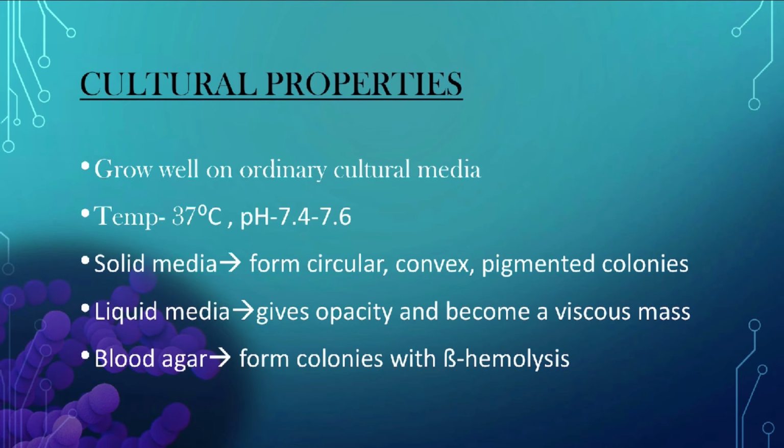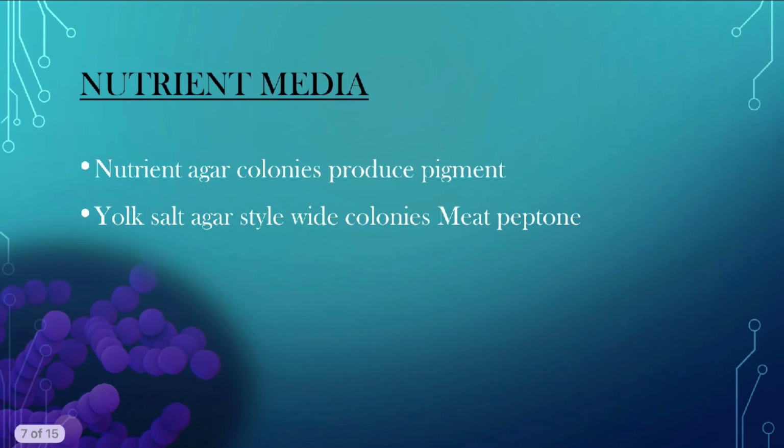Next is about the cultural properties. They grow well on ordinary culture media, and the temperature is about 37 degrees Celsius, and the optimum pH requirement is 7.4 to 7.6. In salty media, they form circular, convex, and pigmented colonies, and liquid media gives opacity and becomes a viscous mass. And in blood agar they form colonies with beta hemolysis. And in nutrient agar, colonies produce pigments.